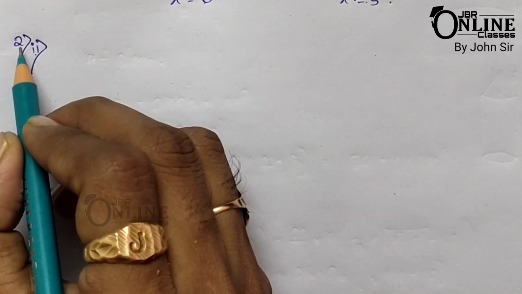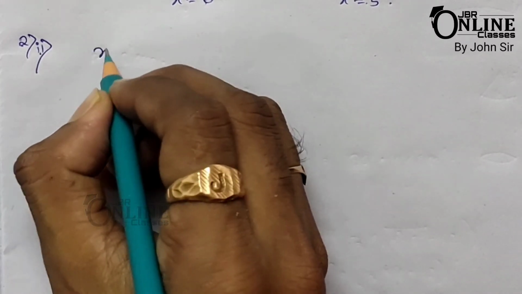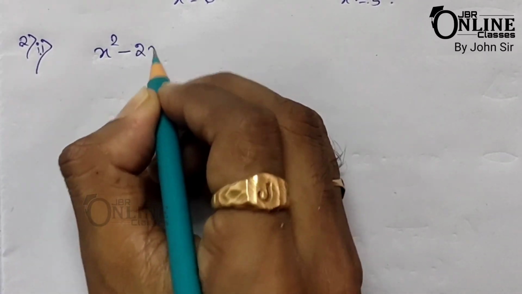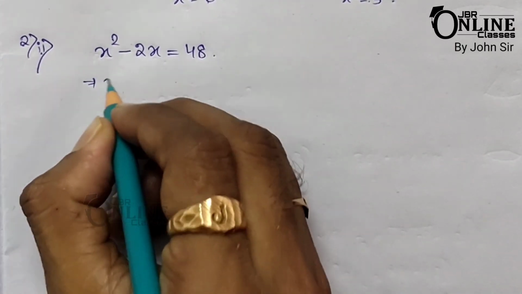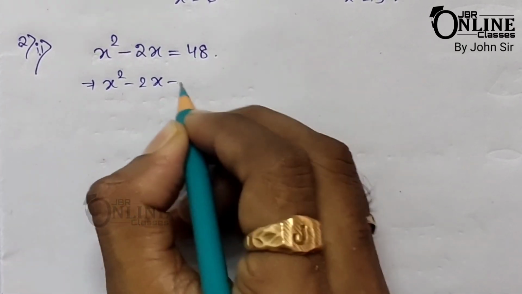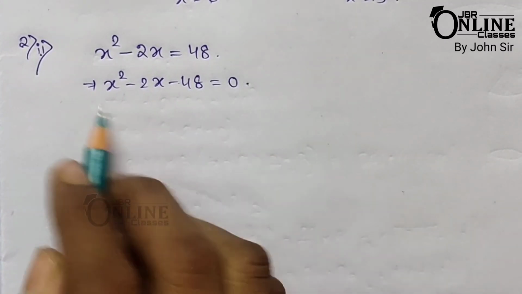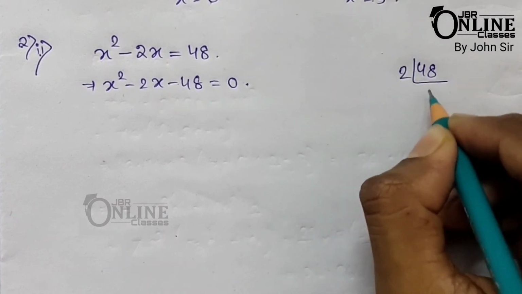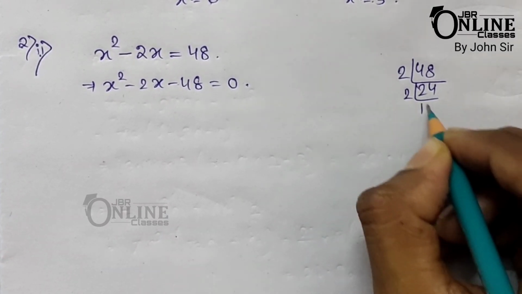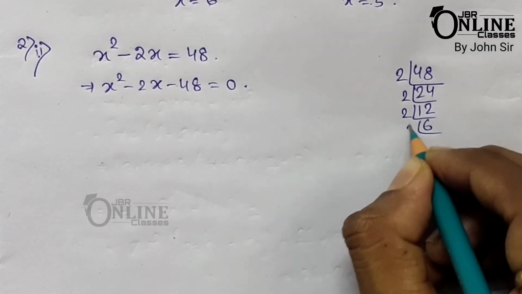So here 2, 2. The given equation is x square minus 2x equal to 48. First thing you have to do, x square minus 2x minus 48 equal to 0. Now it becomes a quadratic equation. So again, middle term factorization method. So it's 24, then 12, then 6 and then 3.